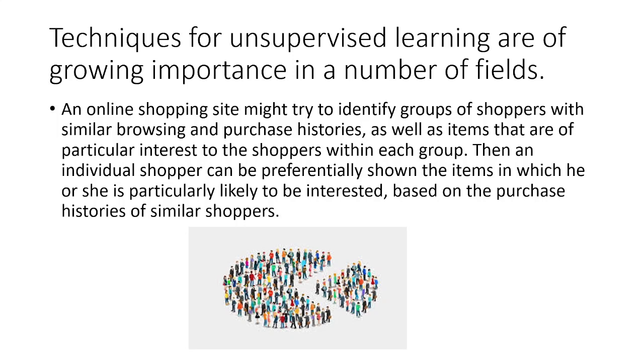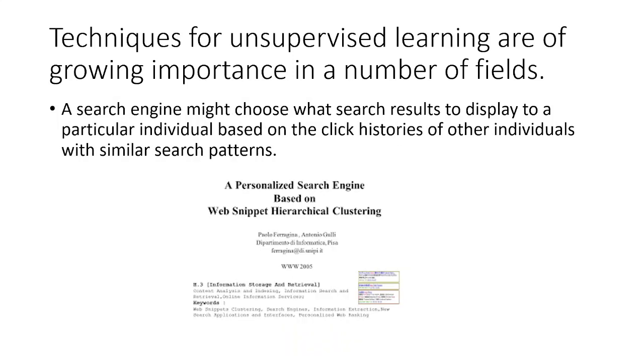Okay. All right. Another example is a search engine. So this is also more related to the second example. A search engine might choose what search results to display to a particular individual based on the click histories of other individuals with similar search patterns. For example, if you use Google, your search history is going to be uniquely different from someone else's.